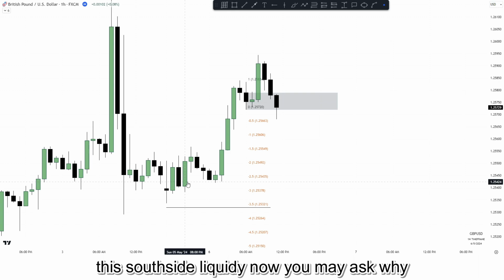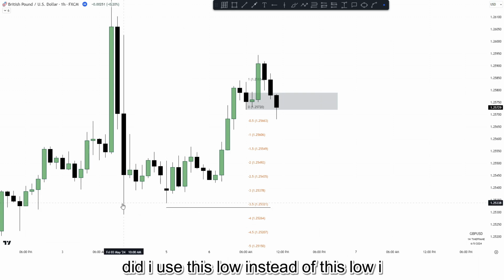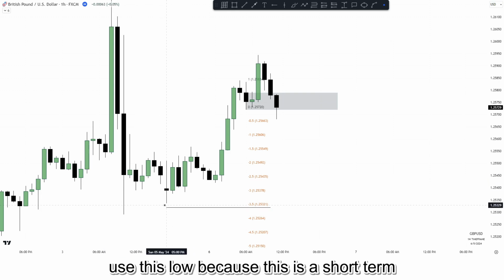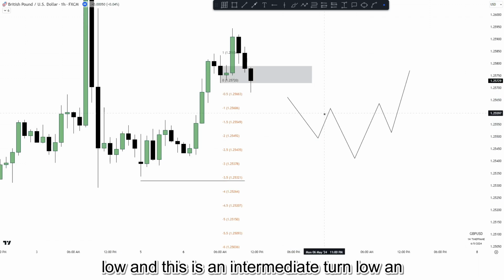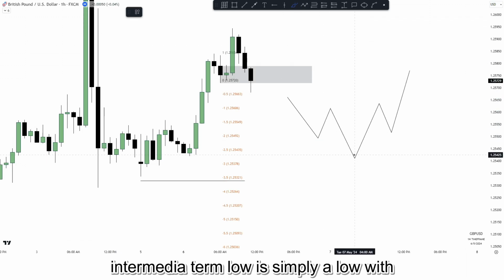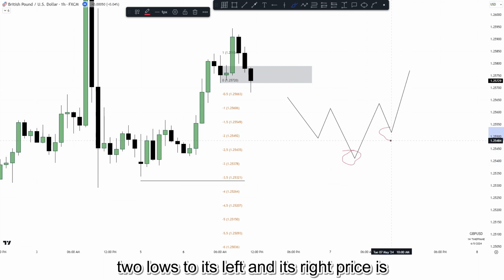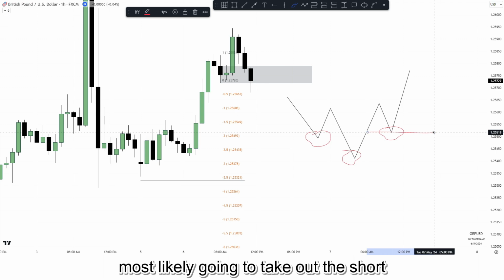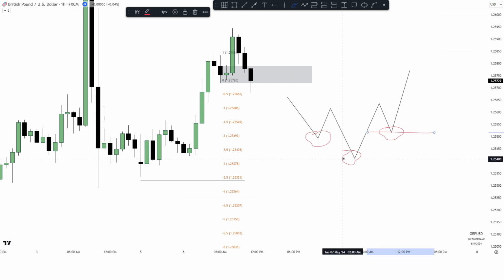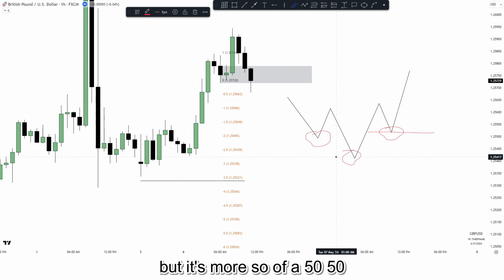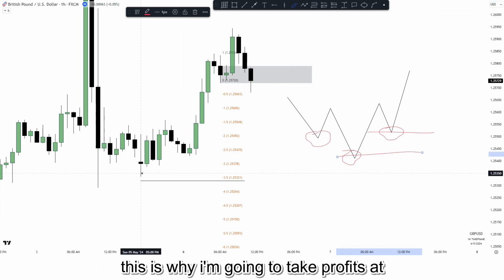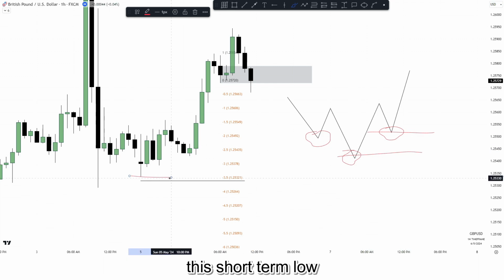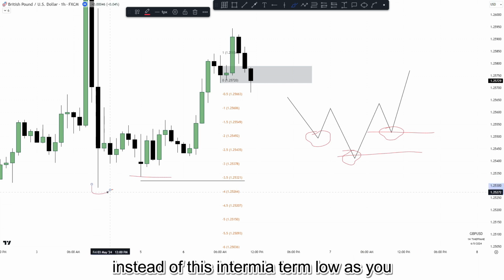Now you may ask, why did I use this low instead of this low? I use this low because this is a short-term low and this is an intermediate term low. An intermediate term low is simply a low with two lows to its left and its right. Price is most likely going to take out the short-term low, but it's more so of a 50-50 of taking out this intermediate term low. So this is why I'm going to take profits at this short-term low instead of this intermediate term low.